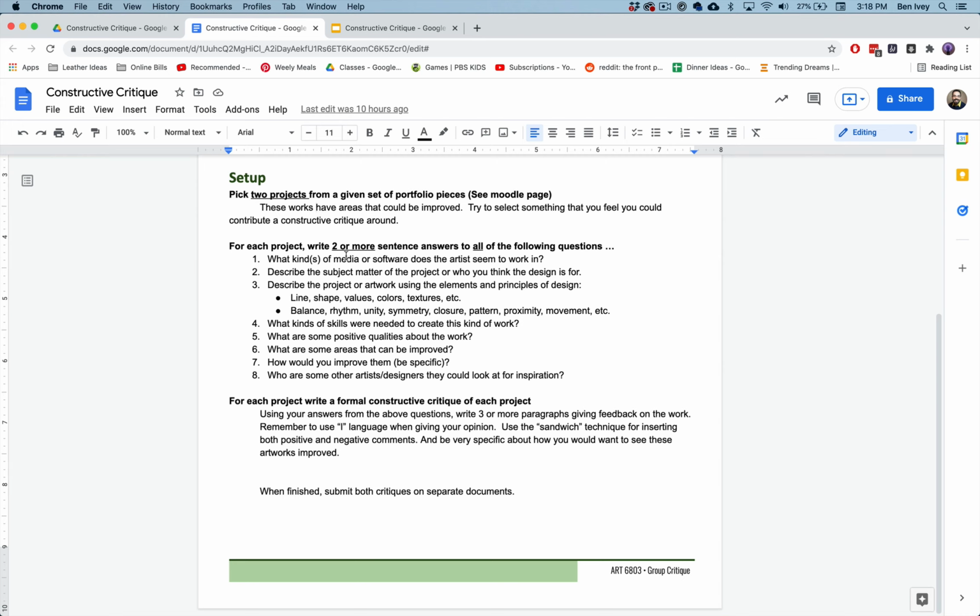First off, start by writing 2 or more sentences that answer all of these questions. This will be the basis for understanding what you're critiquing, their layout for their art, and how you can improve it. Many of these questions are common to the first critique we did, and some of the questions are aimed at ways of delivering some sort of improvement to their work.